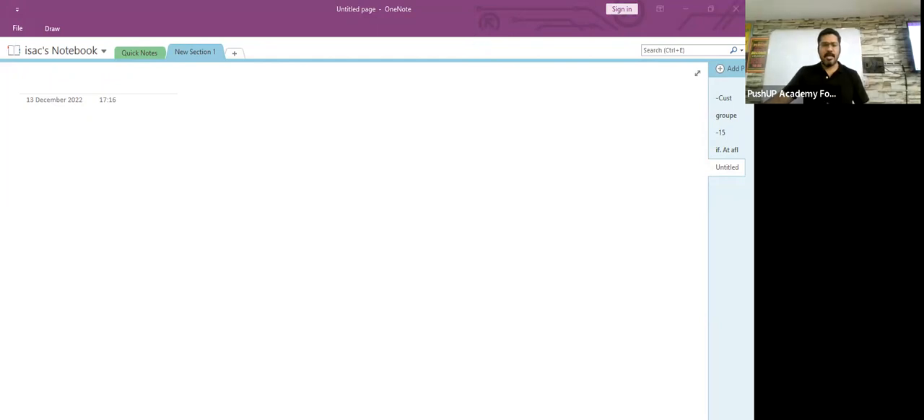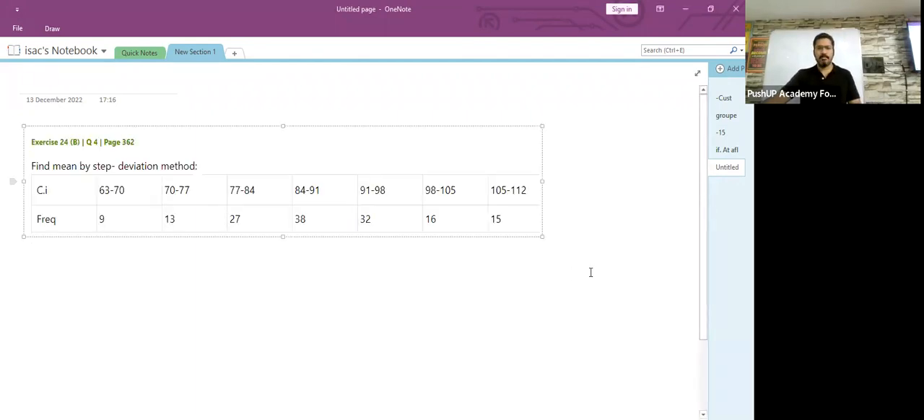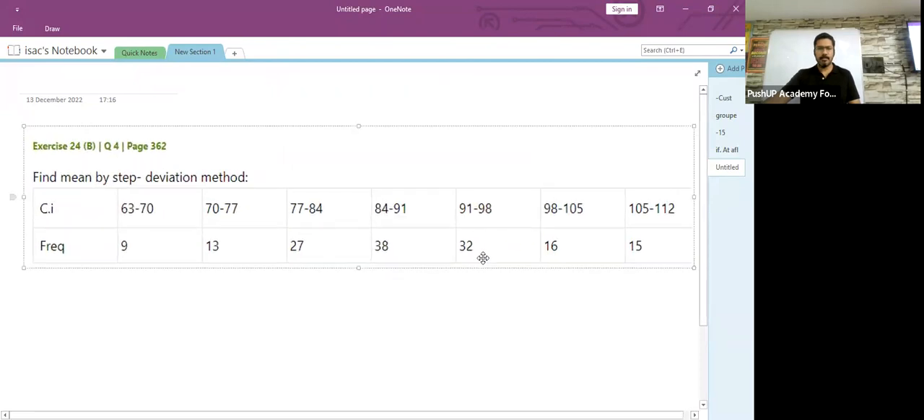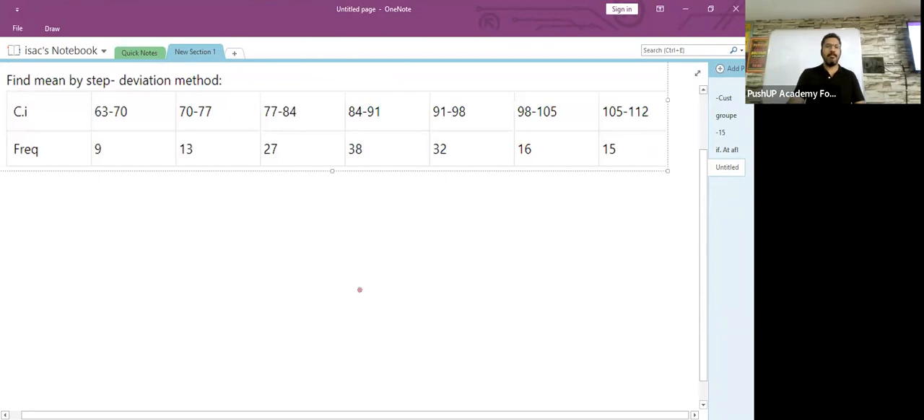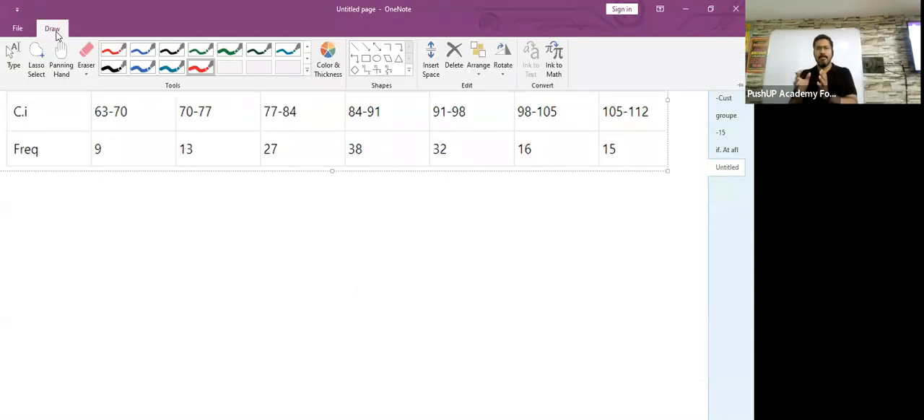One last question of the day. We will solve it by the step deviation method. Find the mean by step deviation method. The table is given in the horizontal form. Try to write it in vertical form.